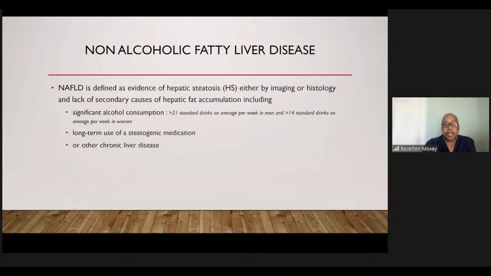Two, there's no reason that a patient has taken any steatogenic medication. So there are some medications that are prone to cause fatty liver. Valproic acid is one culprit of such a medication. And thirdly, there are no other chronic liver diseases, such as a patient having fatty liver from a chronic disease such as hemochromatosis, Wilson's disease, or autoimmune hepatitis. Next slide, please.